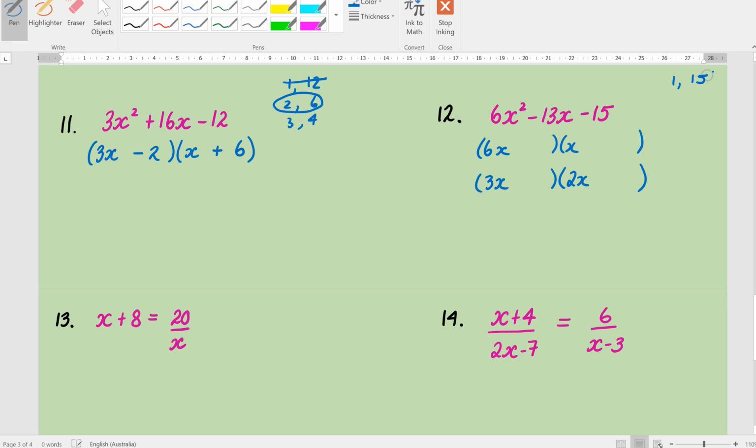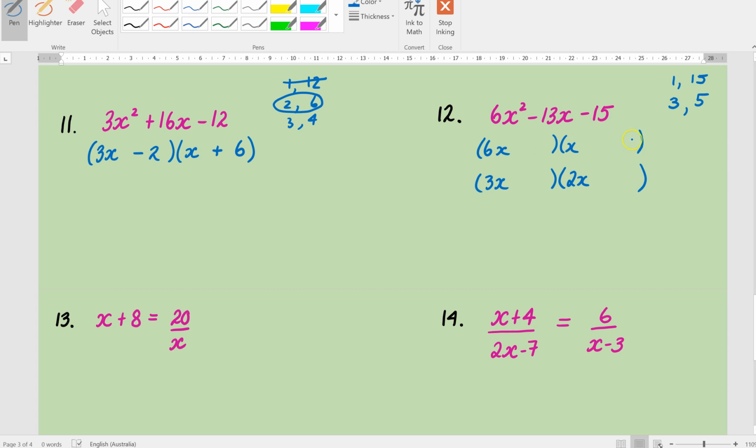What are the factors of 15? Luckily, it's 1 and 15. 2 doesn't go in, and it's just 3 and 5. So once again, I'm not even going to bother with putting the 15 here, because 6 times 15 is way too big. It's not going to get me the 13. What about if I put 5 and 1? Well, 6 times 5 is 30. Nope, that's not going to work either.